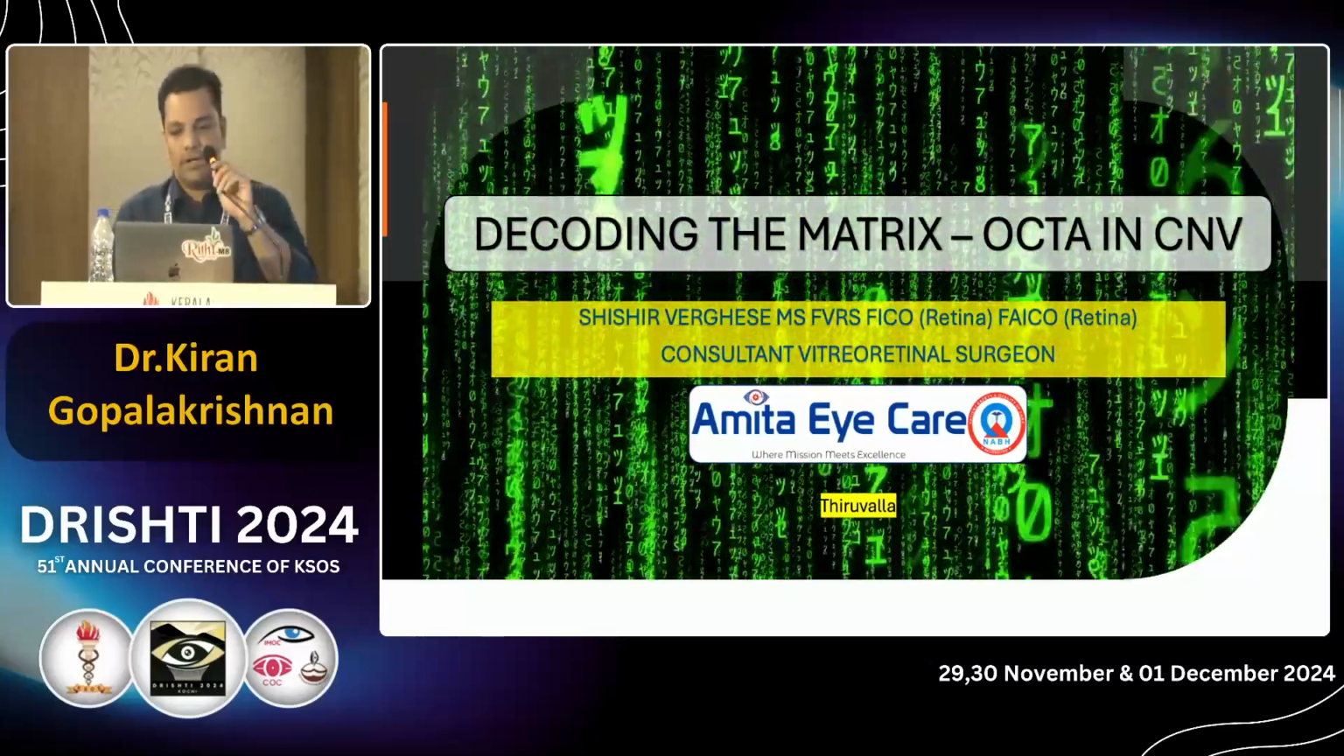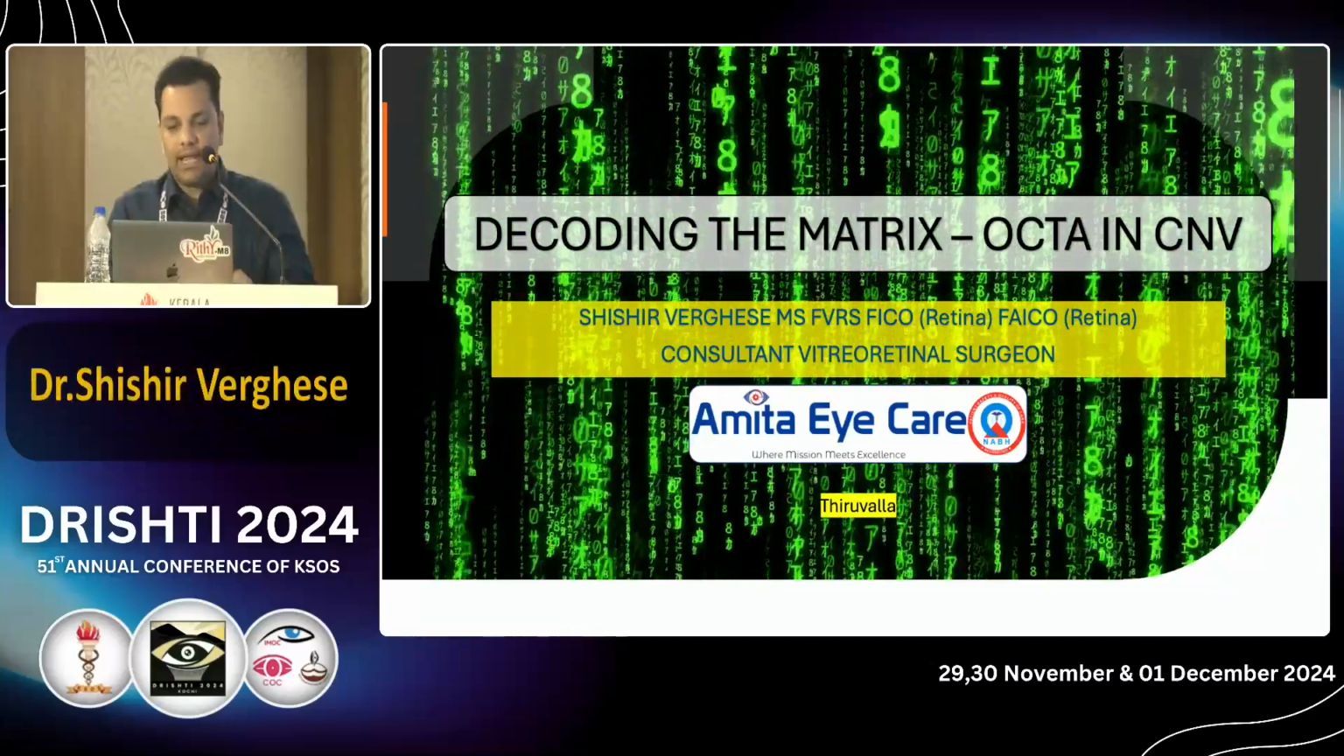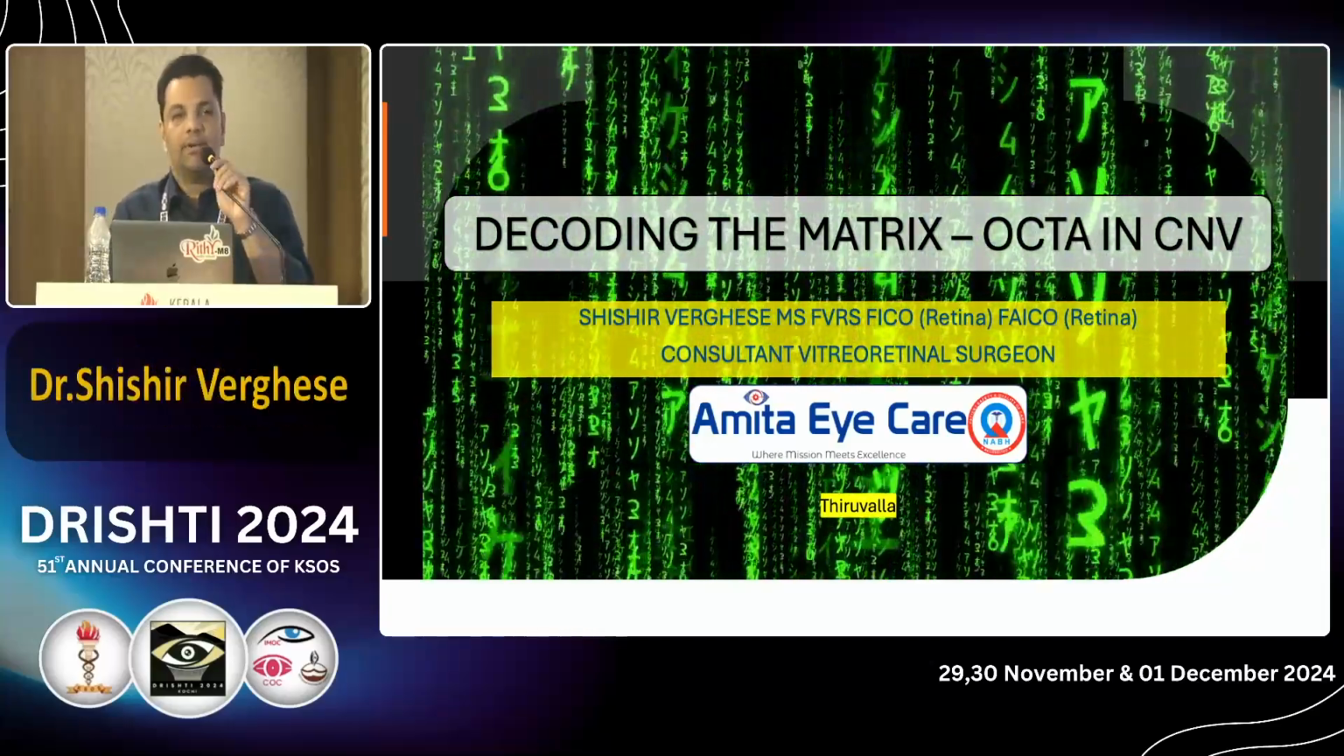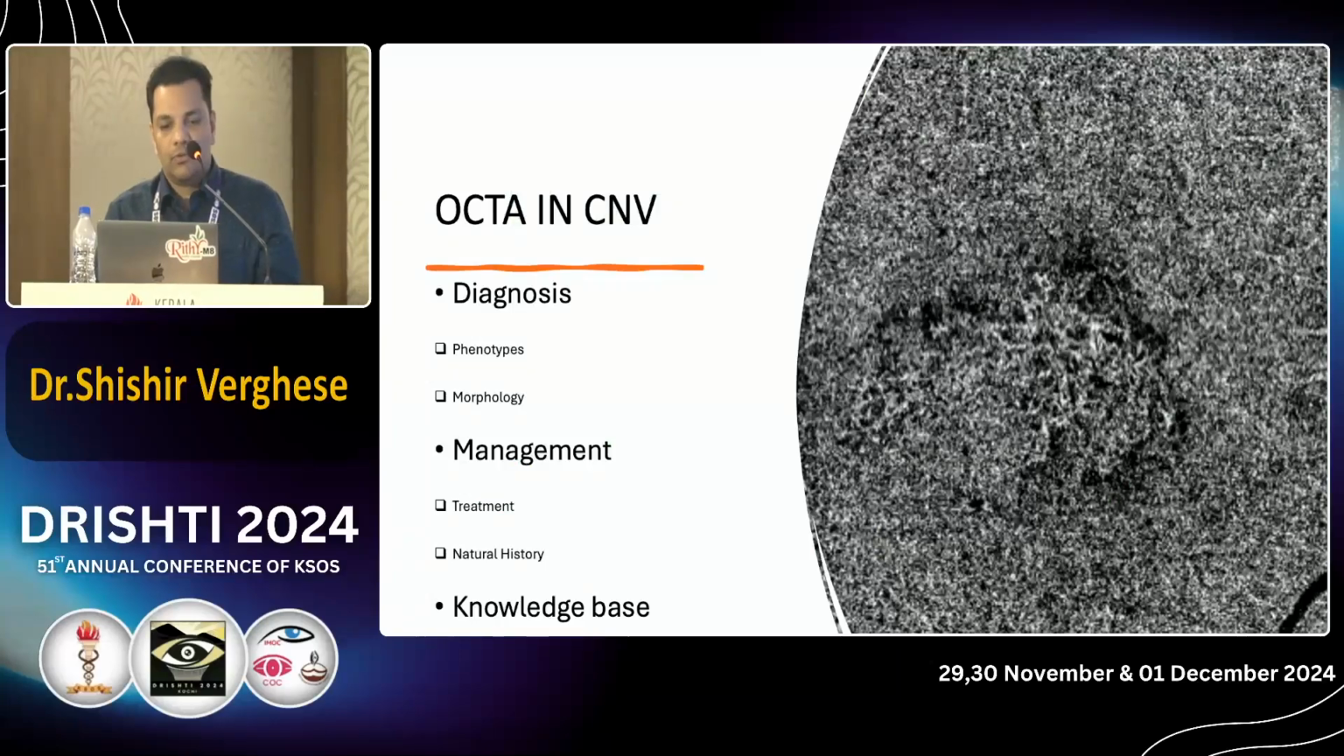So I'll be talking on decoding the matrix, OCT angiography in CNV, basically how it can help in your practice. So OCTA in CNV is important. First, you can even establish a diagnosis, also know the phenotype and morphology of the type of CNV, and it also helps you in management, basically to follow up on how the anti-VEGF is acting, that is the treatment, and you can also get to know the natural history. Also, if you are doing research, planning to publish an OCTA, any paper is incomplete without an OCT angiography.